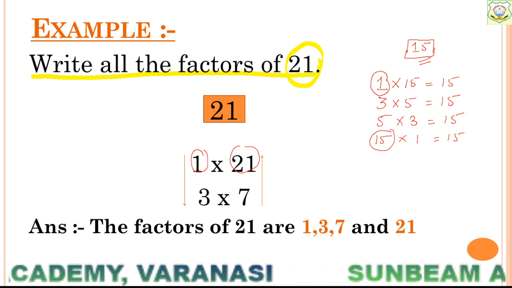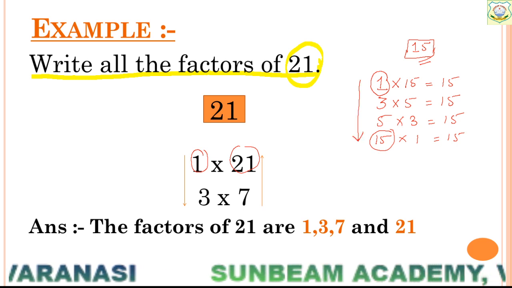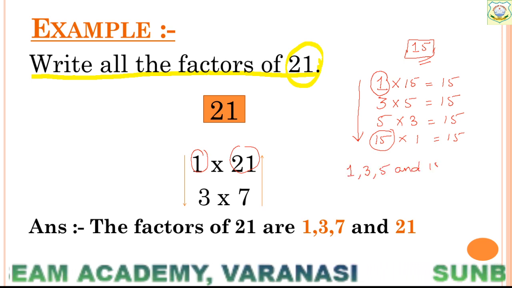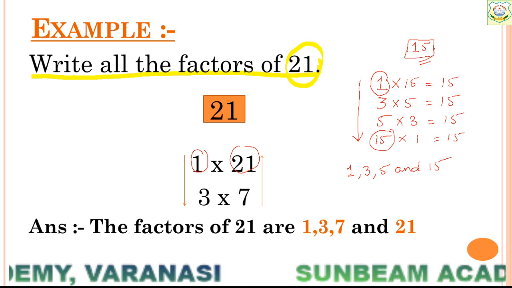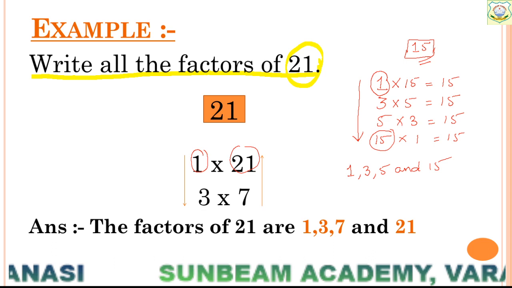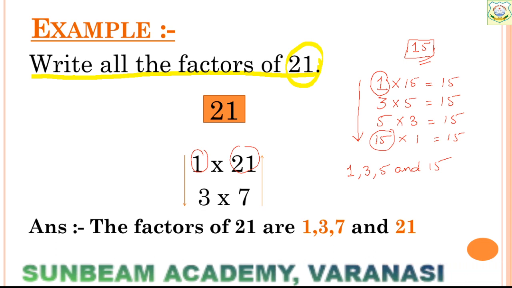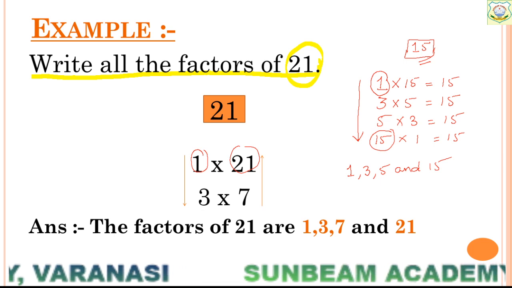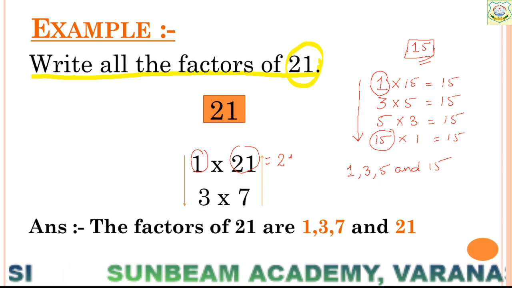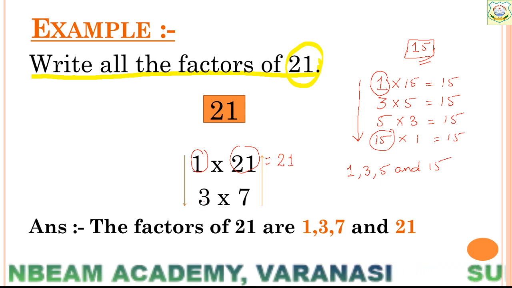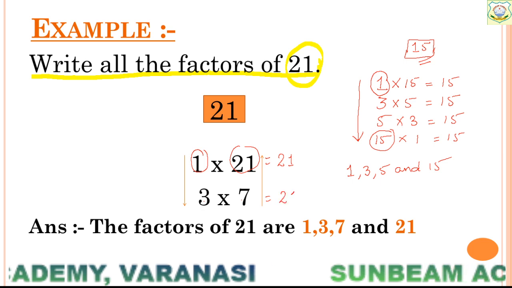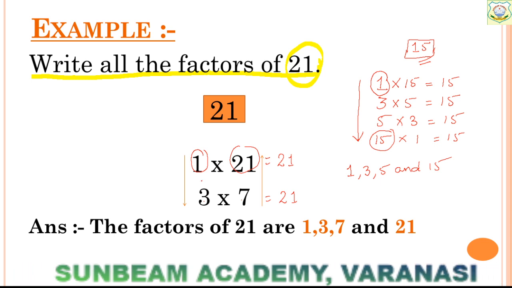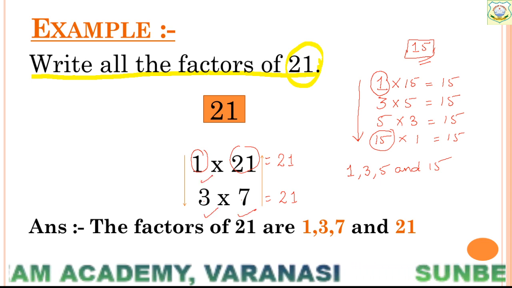Okay. So now, what are the factors? These 4. What are they? 1, 3, 5 and 15. So these are the factors of 15. Now see here which example I have used. 1 multiplied by 21. Okay. So 1 multiplied by 21 is 21. Okay. 3 multiplied by 7 is 21. So we are getting this. So the factors of 21 are 1, 3, 7 and 21.